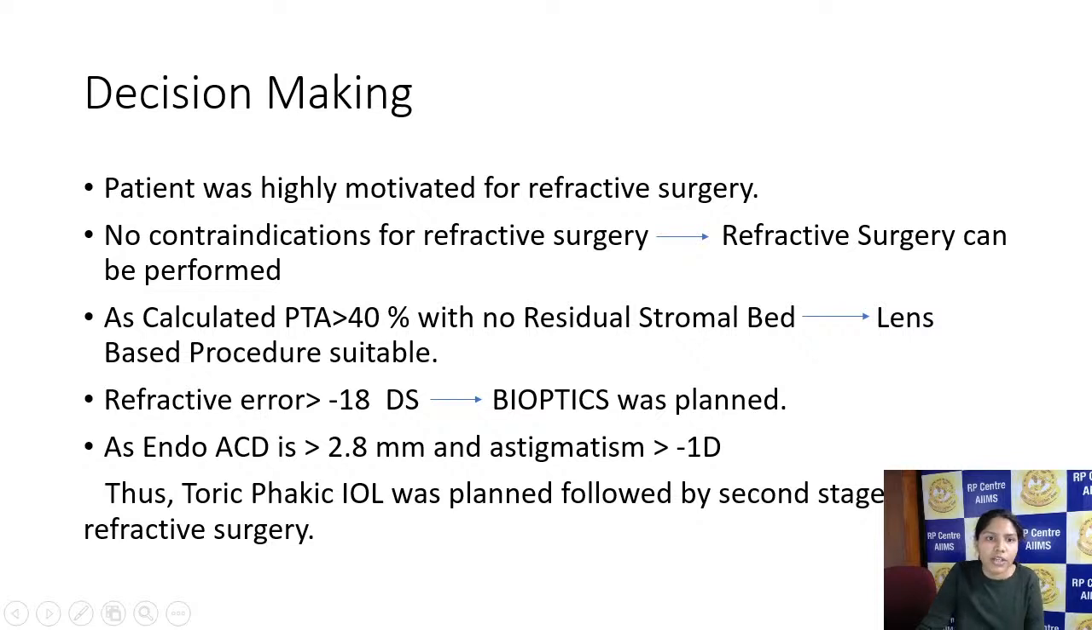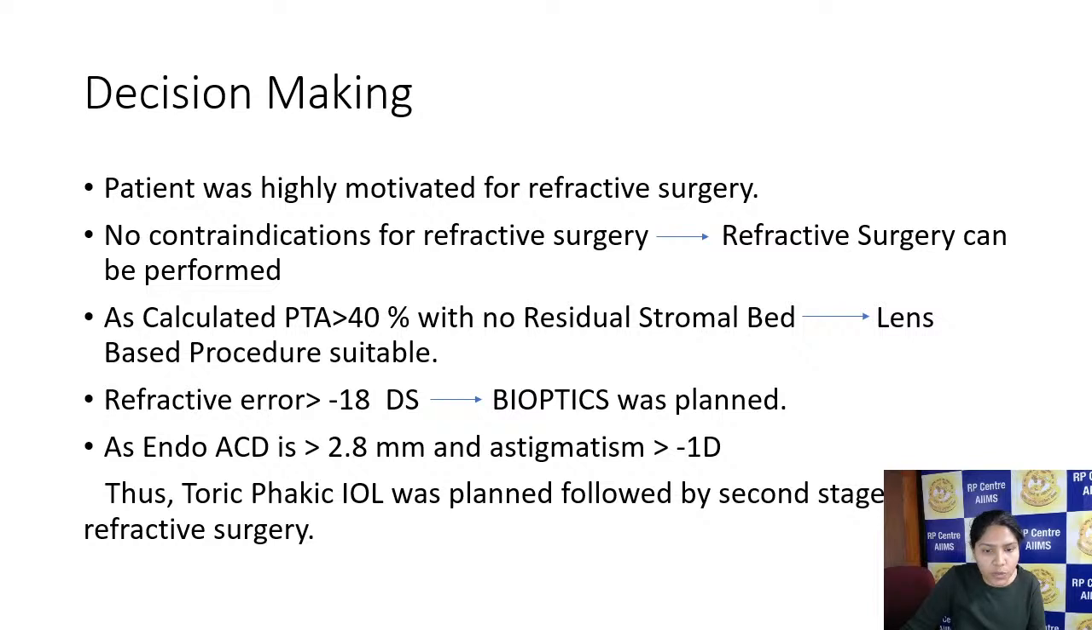40%. So in decision making, the patient was highly motivated for refractive surgery, and there was no contraindication for the same. So hence refractive surgery can be performed, as the calculated PTA was more than 40% with no residual stromal bed thickness. So a lens-based procedure was suitable for this patient. As the refractive error is more than -18 sphere, the maximum power in which phakic IOL is available is -18. So we have to plan a bioptics for this patient.